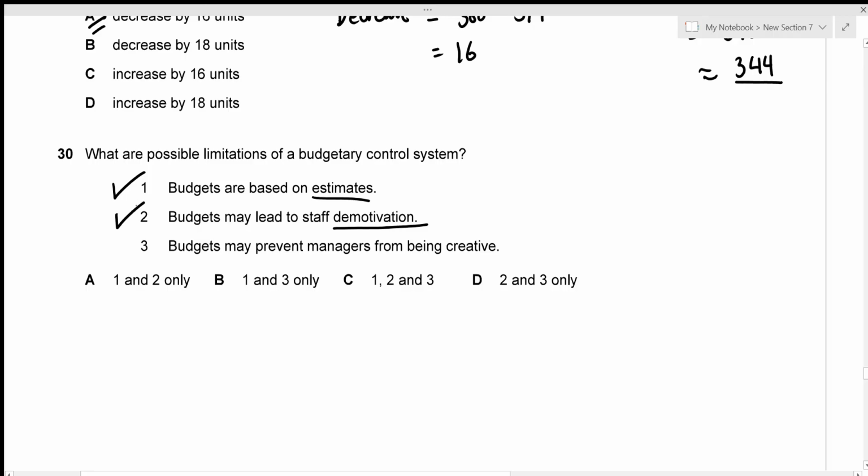And the third one is that the budgets may prevent managers from being creative. That's true as well, because budget kind of constricts the managers to work in a certain direction to head for a certain goal. So that's definitely preventing them from being creative. So our correct answer is going to be option C.